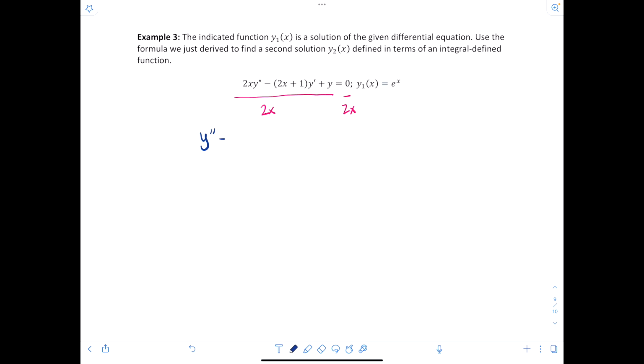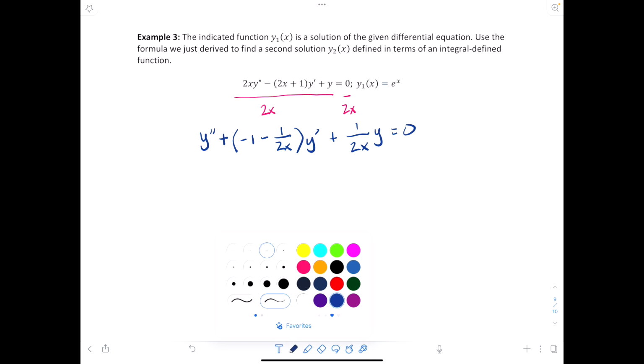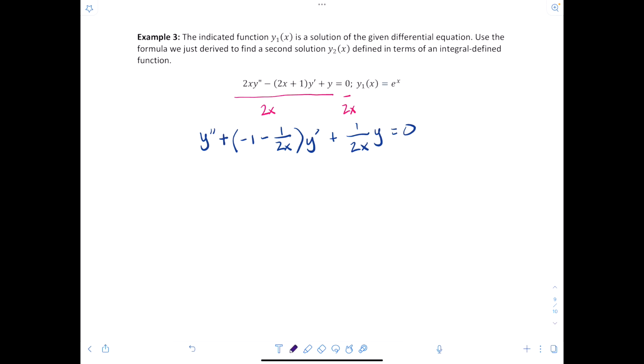Okay, so this will give us y double prime, I'll actually do a plus, and then we'll have negative 1 minus 1 over 2x when I bring that 2x inside, times y prime, plus 1 over 2x times y is equal to 0. So now we want to identify what our p of x is. So our p of x is the coefficient to the y prime term, and I'm going to go ahead and factor out a negative, and I'll have 1 plus 1 over 2x.